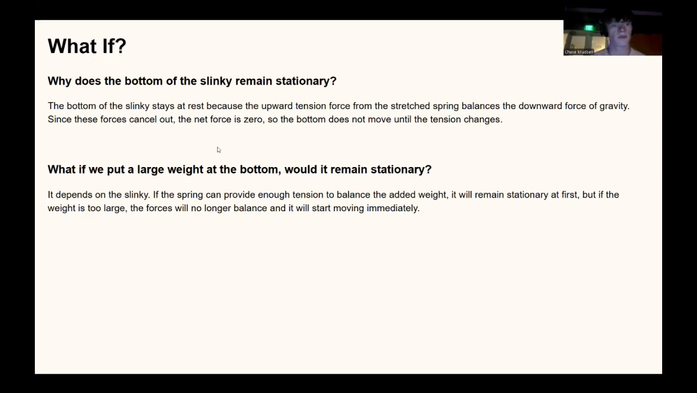Would it remain stationary? It depends on the slinky. If the spring can provide enough tension to balance the added weight, it will remain stationary at first. But if the weight is too large, the forces will no longer balance, and it will start moving immediately.